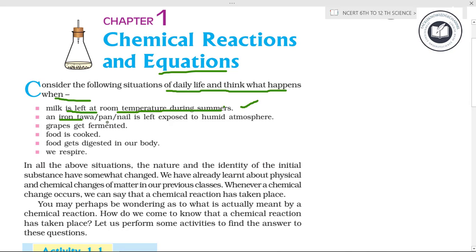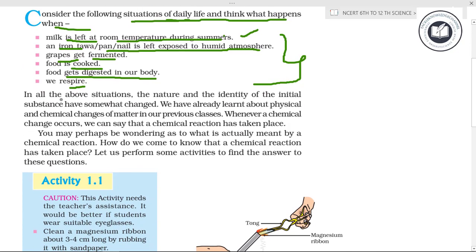An iron tawa, pan, or nail is left exposed to a humid atmosphere. If you see a tawa, pan or a nail which contains iron, what happens to it if we leave it exposed to the humid atmosphere? Grapes get fermented, food is cooked, food gets digested in our body, we respire. All these conditions occur in our daily life. In all the above situations, the nature and the identity of the initial substances have somewhat changed.